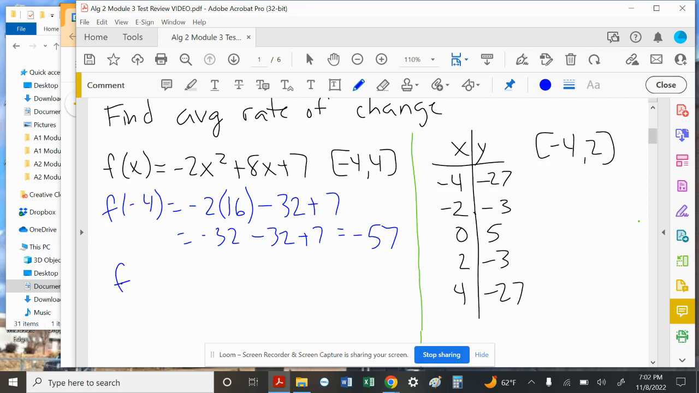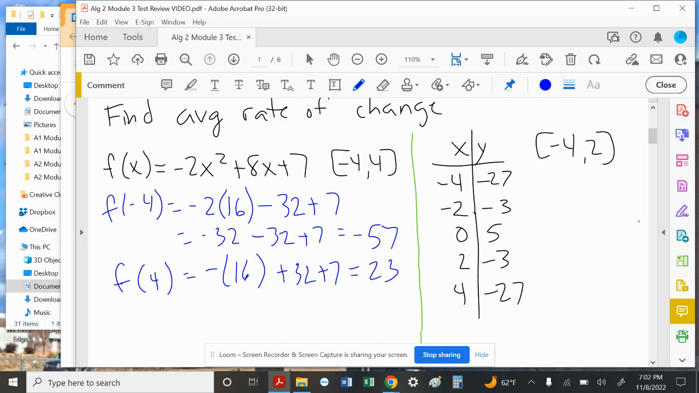Okay, so that's the first y value, then I have f of 4. That is negative times 16. In that particular case, I have plus 4 times 8, which is 32, plus 7. So negative 16 plus 32, in this particular case, I have 16 plus 7, which is 23.